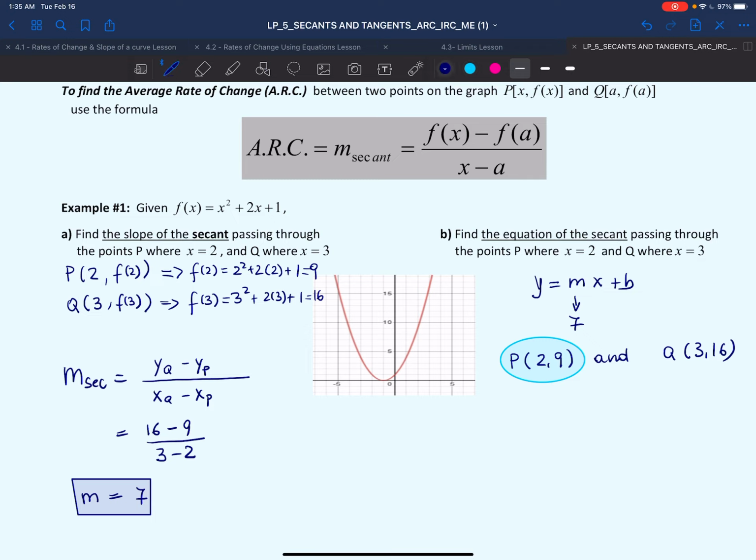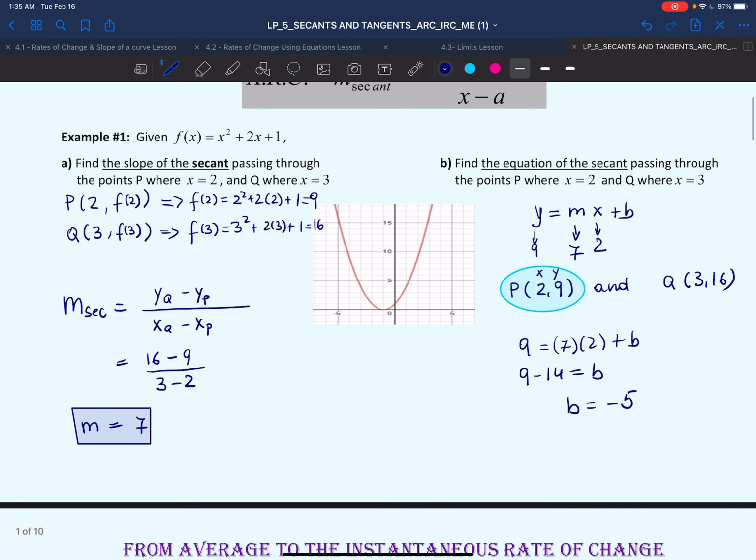So in this case, we're going to say this is the x and the y that would help us find the equation. So you substitute y here by 9 and x by 2 to find the value of b. So 9 equals 7 times 2 plus b. So 9 minus 14 equals b, which makes the value of b equal to -5. So therefore, we're going to say that the equation of the secant line is y equals 7x minus 5.